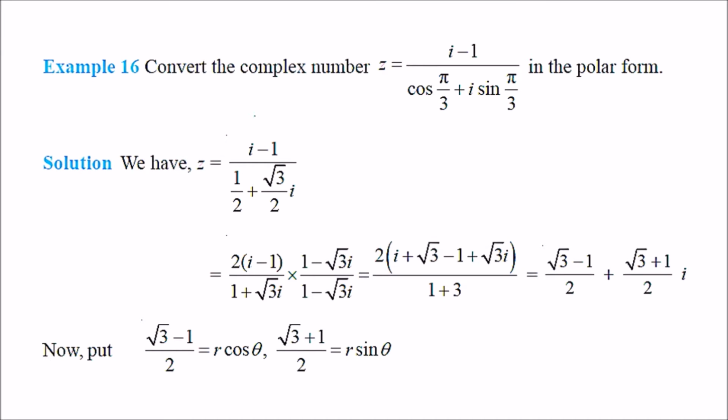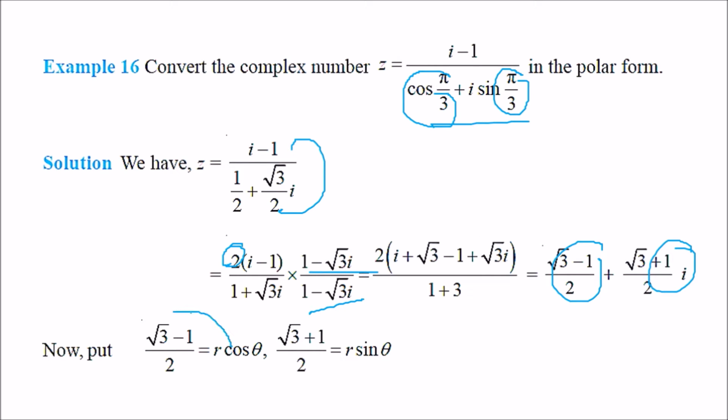Next, convert the complex number into polar form. We know the value of cos pi by 3 is half, and sin pi by 3 is root 3 by 2. Just place the values, take 2 in the numerator, and multiply the numerator and denominator by 1 minus root 3i. You will get something like this.